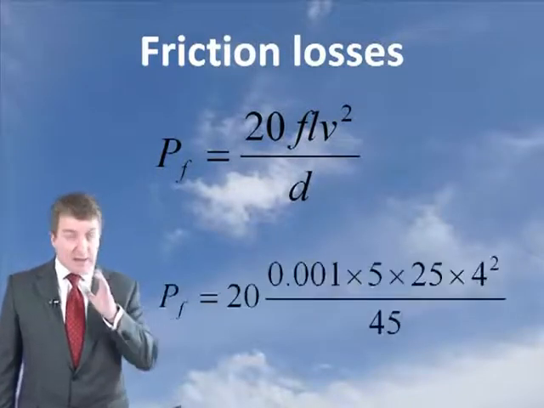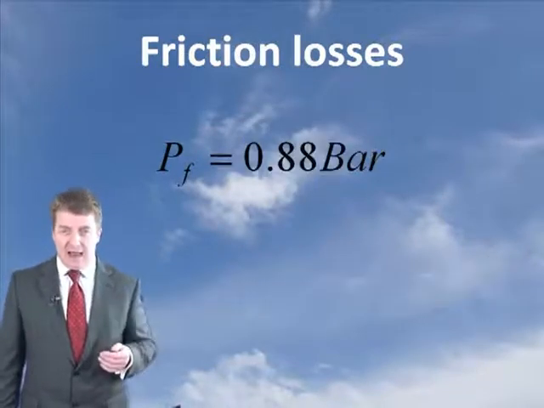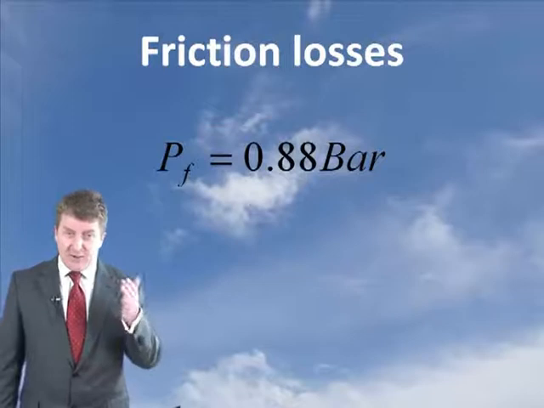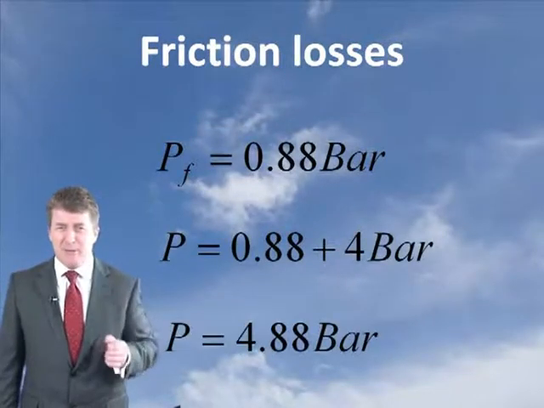This multiplies out by putting all your known parameters in. It comes out at 0.88 bar. If we add that to the 4 bar that we need at the nozzle, we need to provide 4.88 bar at the pump. Now the most important fact to remember is that frictional loss is proportional to the square of the velocity. So if you want to reduce the frictional loss, you need to reduce the velocity of the water, and that is by using larger diameter hoses or twinning the hose.